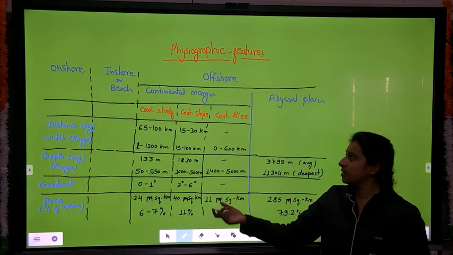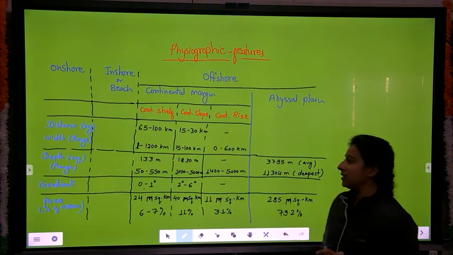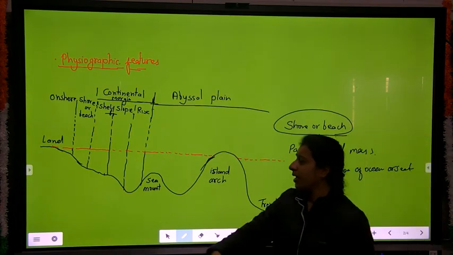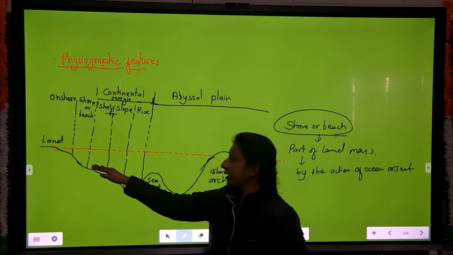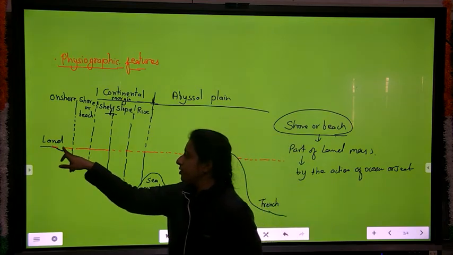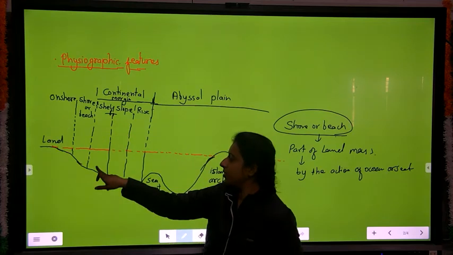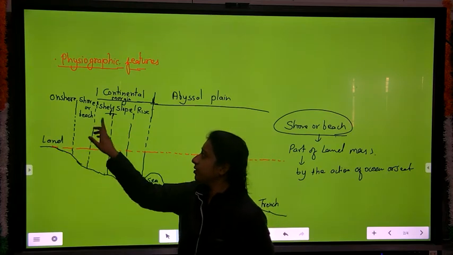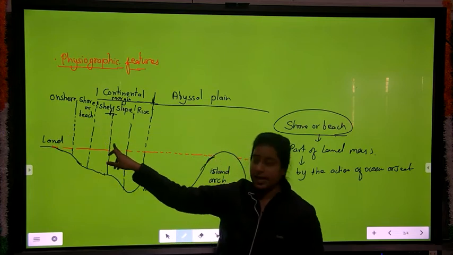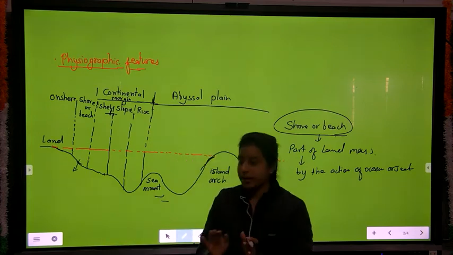Okay, the next part of continental margin is continental slope. As you can see, we call it continental slope as the slope is increasing towards the sea. So the first one is here, it is land, and the area between the shore or beach, the onshore, and the continental shelf is covered by shallow water.